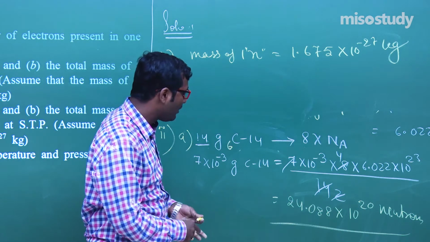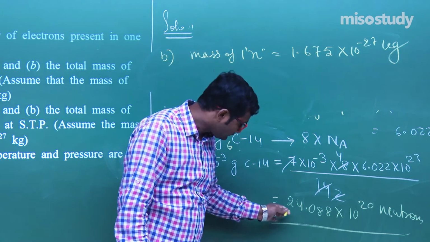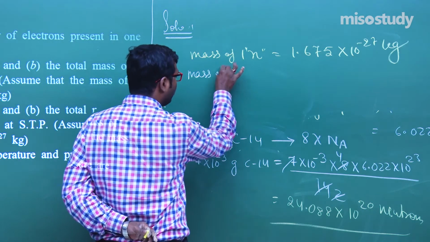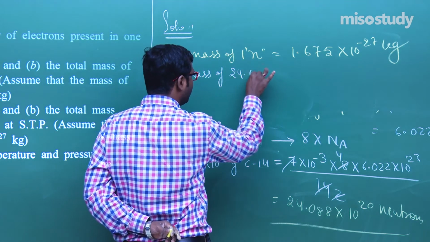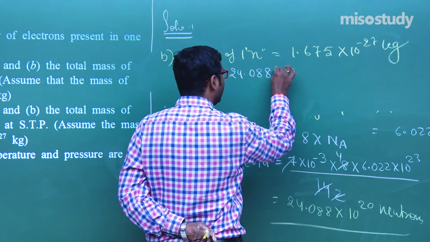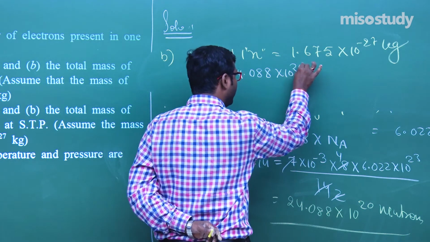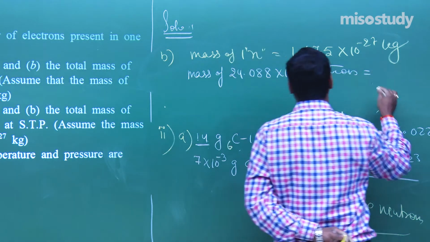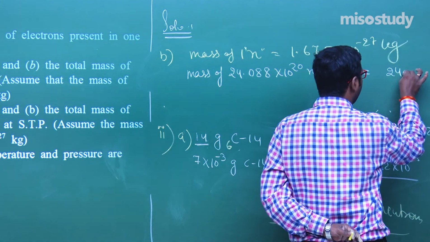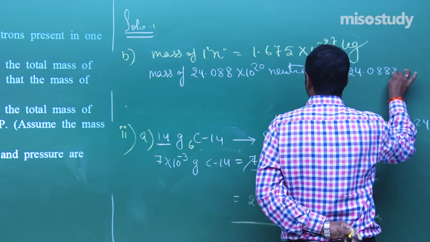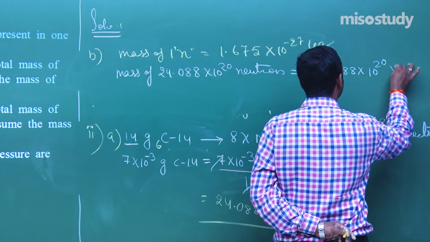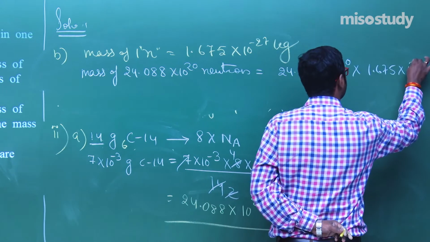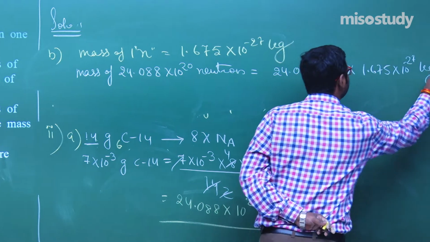Am I right? And how many neutrons do we have? Now the mass of 24.088 into 10 to the power 20 neutrons will be equal to 24.088 into 10 to the power 20 multiplied by 1.675 into 10 to the power minus 27 kg.